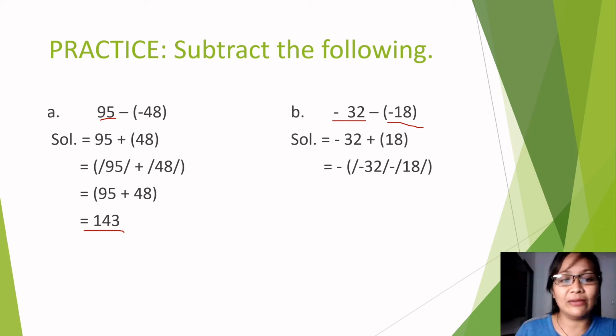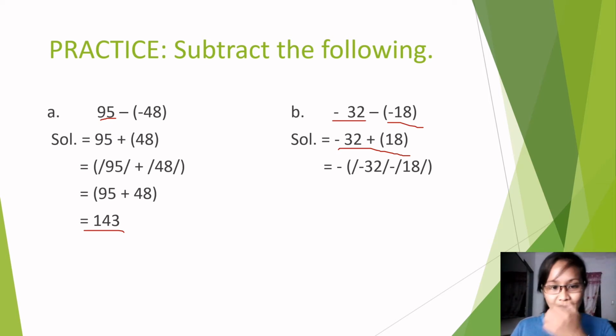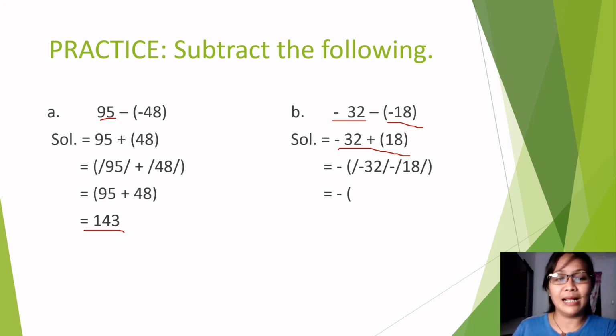Bakit minus sign tayo? Remember, ang rules ng addition of integers, kung magkaiba ang sign, subtract natin si mas maliit na number sa malaking number. Next step, copy negative sign and then absolute value of 32 minus absolute value of 18. Copy negative and then 32 minus 18 is 14. Therefore, the final answer is negative 14.